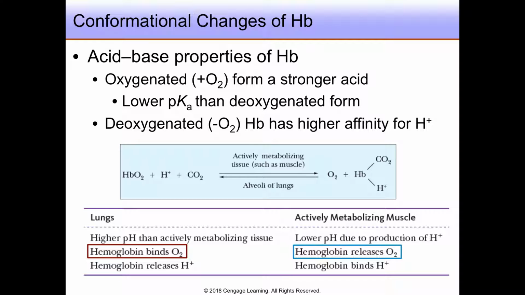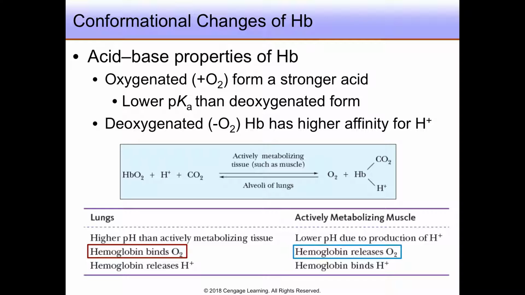Look again at the equilibrium equation for the binding and release of oxygen. Looking at the left of the equilibrium, we see that oxygen binding would be favored by release of protons, that is, by a high pH environment. The oxygenated form of hemoglobin is a stronger acid. Certain amino acid residues exhibit a lower pKa value and are therefore more likely to release protons. From our table, we see that this occurs in the lungs, where the pH is higher than that of actively metabolizing tissues. So then, the pH environment in the lungs favors oxygen binding.